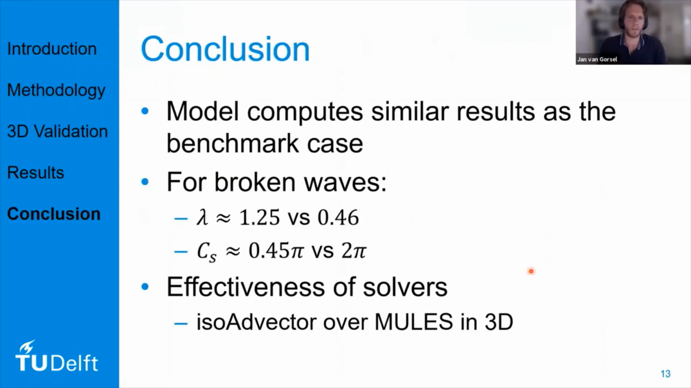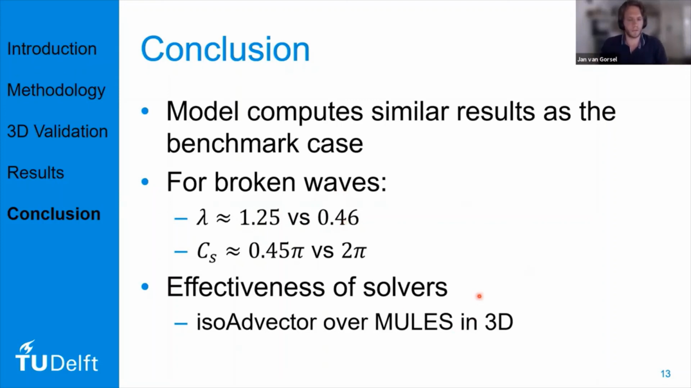To conclude, the numerical model seems to be able to compute results similar to the benchmark case for this specific situation. In these results, we found values for the curling factor of 1.25 for broken waves versus 0.46 for breaking waves. And we also found a value of 0.45 pi for the slamming coefficient versus 2 pi for breaking waves. So the results between broken and breaking waves are quite different.